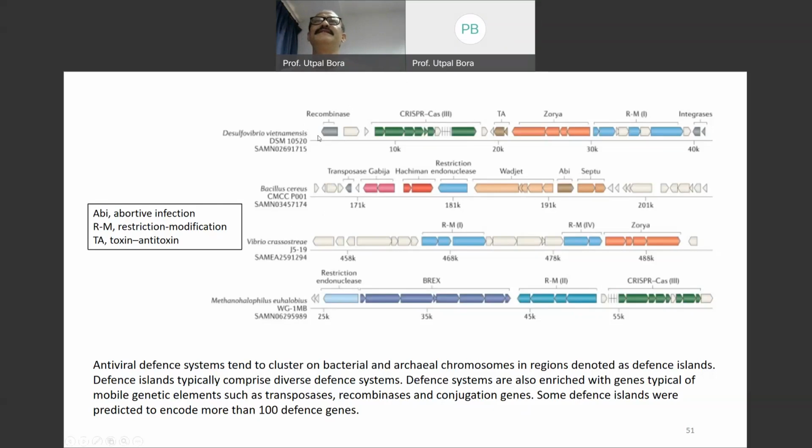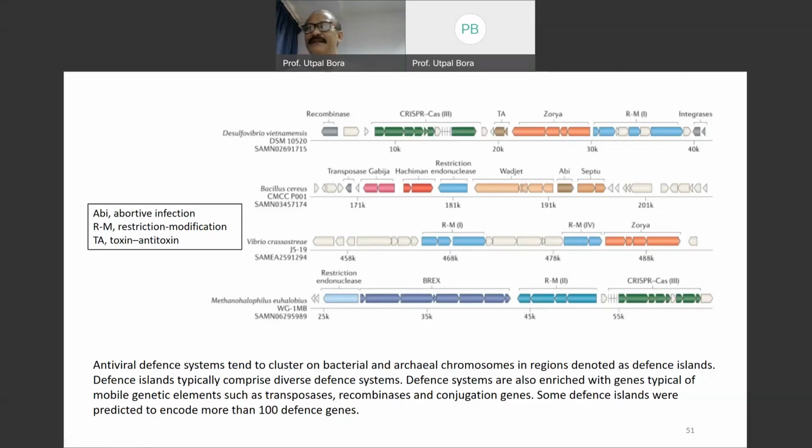Okay. So these defense islands typically comprise diverse defense systems. So you can see in this case, you have the recombinase, CRISPR-Cas3 system, the TA toxin-antitoxin system, Doria, and then the RM1 system in this particular Desulfovibrio case. Then in Bacillus, you have the transposable element, then Gabija, then restriction and then nuclease, and so on. And then you have in certain cases the abortive infection related genes over there. So these defense systems are enriched with genes typical of mobile genetic elements such as transposases, recombinases, and conjugation genes. So this helps them in the mobility from one bacterium to another through horizontal gene transfer.